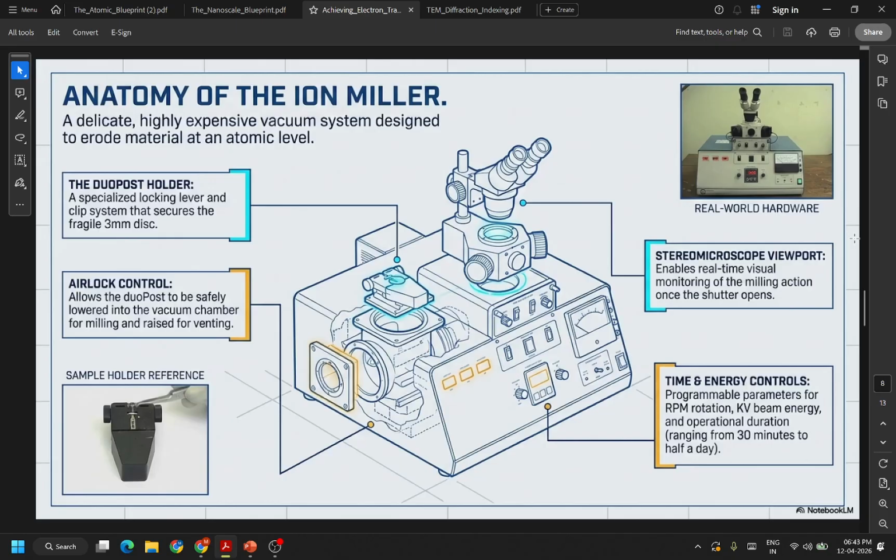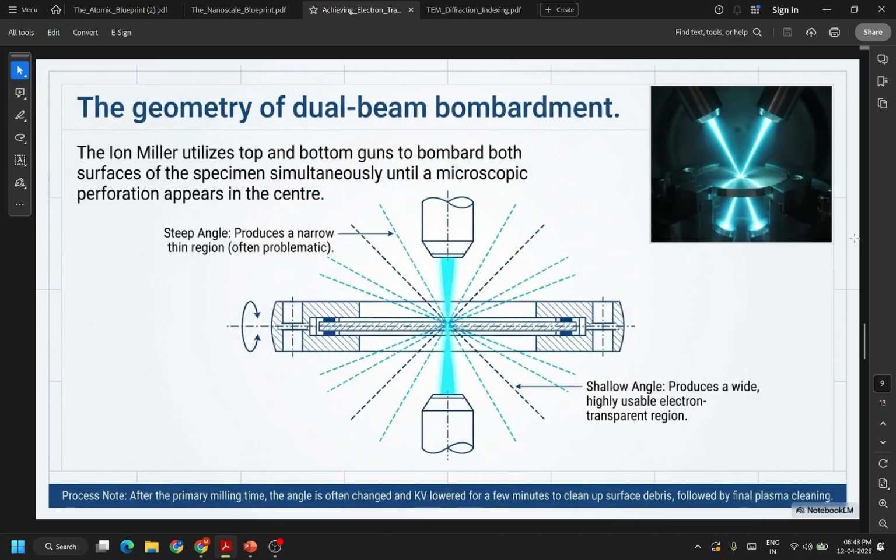Then you have a stereoscope viewport which allows real-time visual monitoring of the milling action once the shutter opens. Then below you have the controls to control the RPM of rotation, the beam energy, and operation duration, which can range from 30 minutes to half a day. So the ion beam miller utilizes top and bottom guns to bombard both surfaces of the specimen simultaneously until a microscopic perforation appears at the center.